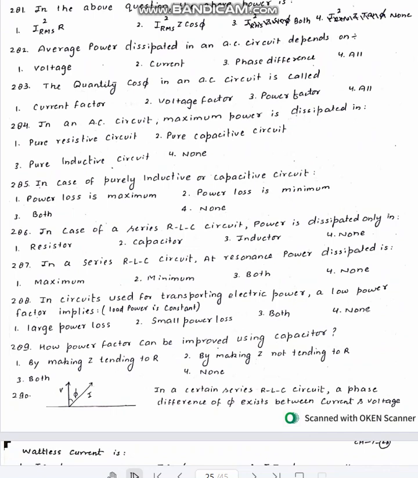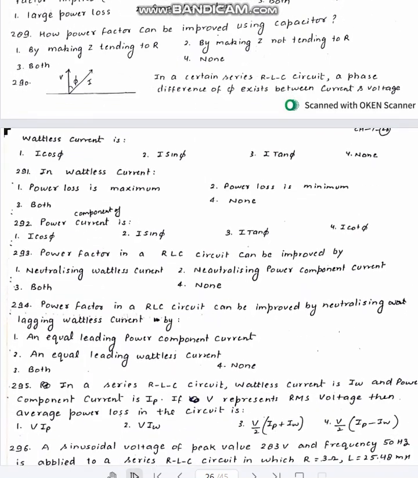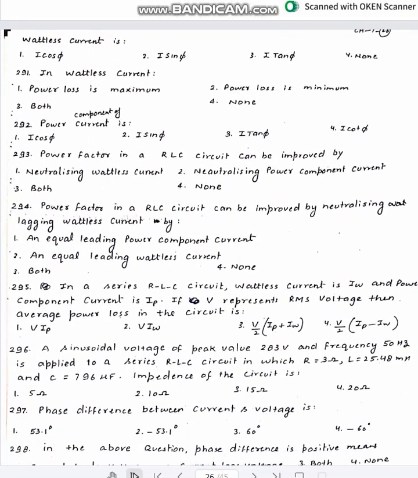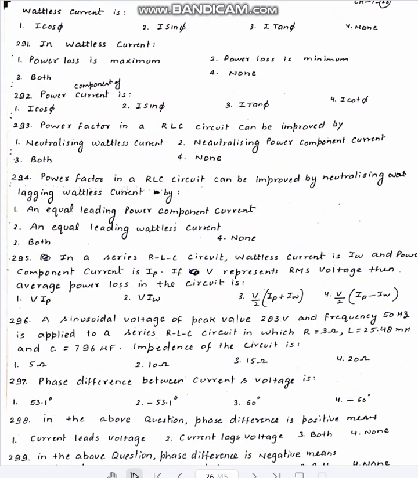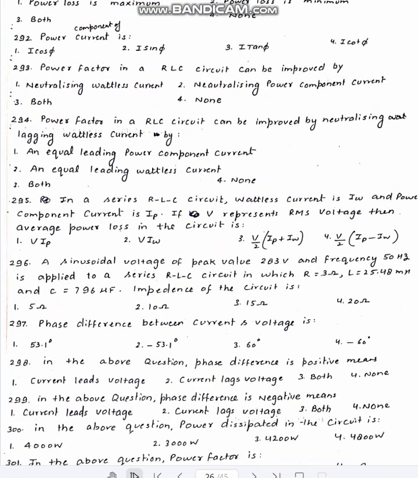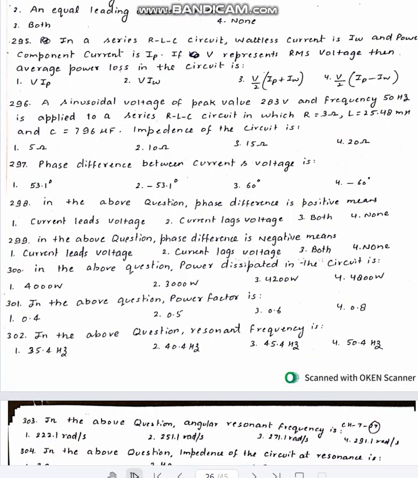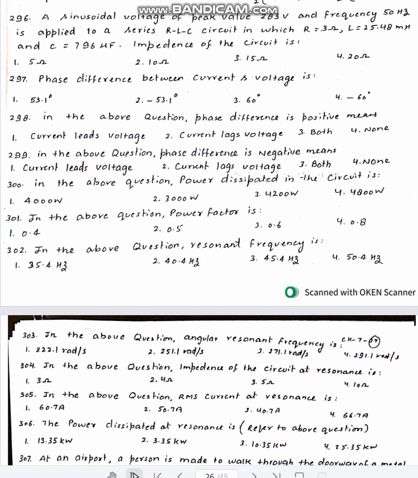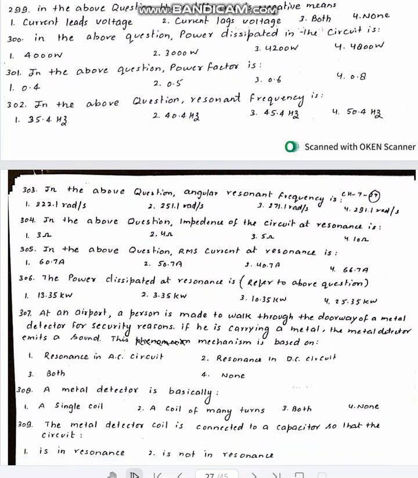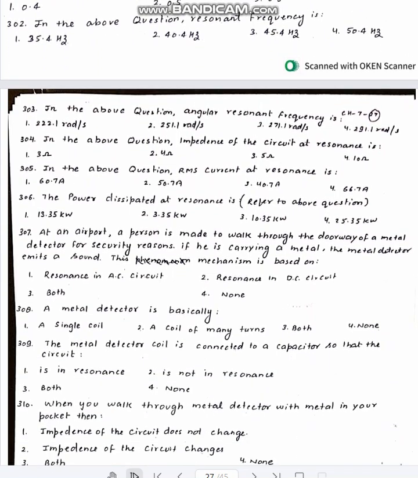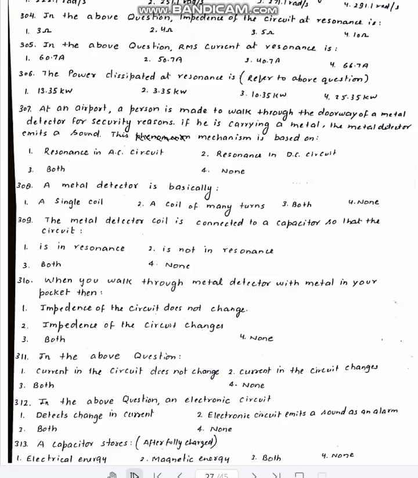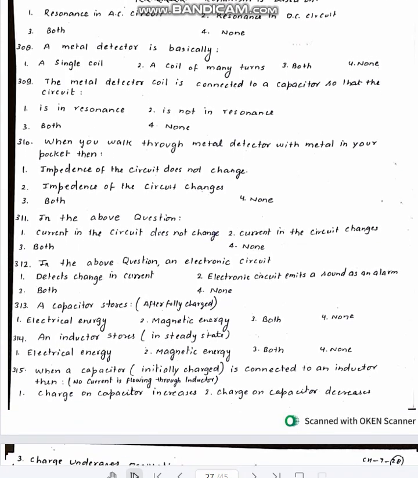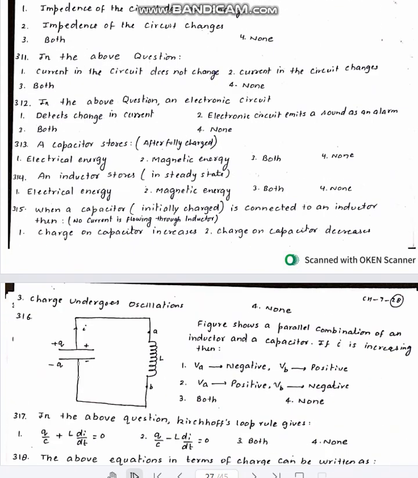Then we have problems based on voltage and current phasors. Then we have questions based on power loss in a series RLC circuit, numerical problems based on that, calculations of phase difference, power dissipated in the circuit, power factor, resonant frequency, and angular resonant frequency of the circuit, resonance in AC circuit. Then we have questions based on current in the circuit.